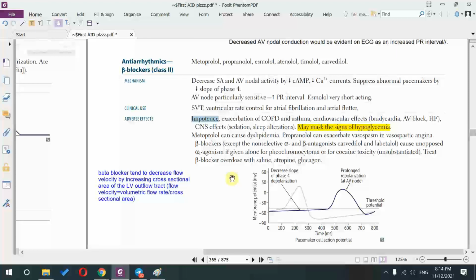Impotence, basically, if he does not have the erection in the morning, you start thinking about other causes, like for example beta blockers, metformin sometimes. So impotence, exacerbation of COPD and asthma. Cardiovascular effect include bradycardia, AV blocks, and heart failure. Okay, so we do not use it in asthma. Which drug can we use instead of it in asthma and COPD? Tell me please, guys.